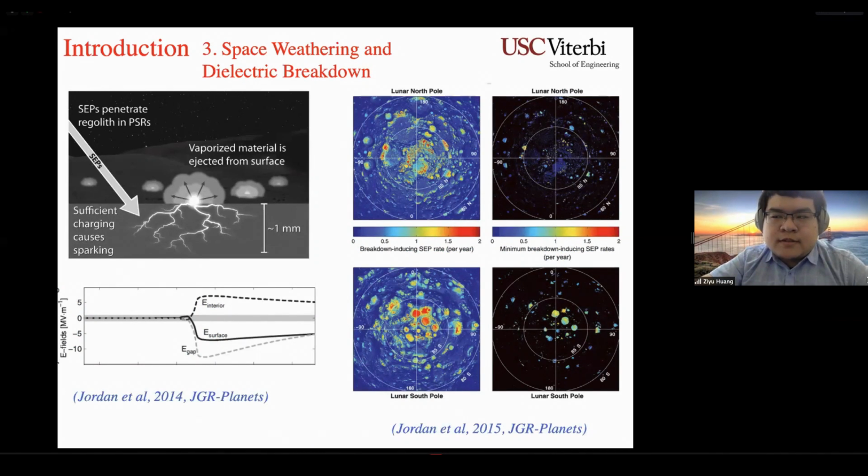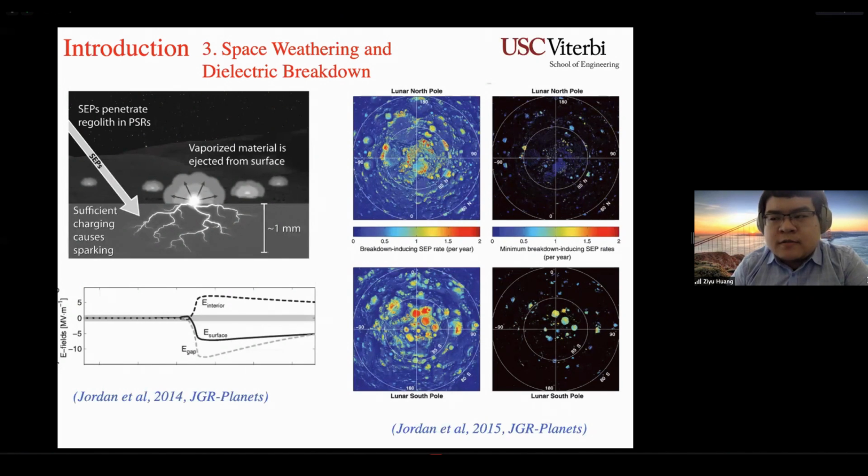One of the interesting things I found was when I was reading Jordan's paper about dielectric breakdown. The figure on the right is the probability of deep dielectric breakdown, and on the left is the estimated electric field induced by deep dielectric charging. The electric field is on the level of 10^6 volts per meter, which might be able to cause some water formation reactions just like micrometeorite impact. It also shows the rate concentrated at permanently shadowed regions as a function of time.